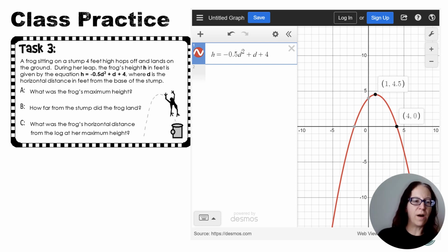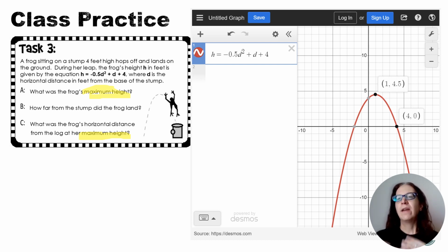Using what we know about definitions, when we see things like maximum height, and here's another maximum height down here, we know that that is asking us for something to do with the vertex. So coming over here, we'll click on the vertex. So the vertex is 1, 4.5. Now we know from the previous problems that the y coordinate is always going to tell you the height. So for question A, if you were being asked what was the frog's maximum height, that is going to be 4.5 feet.